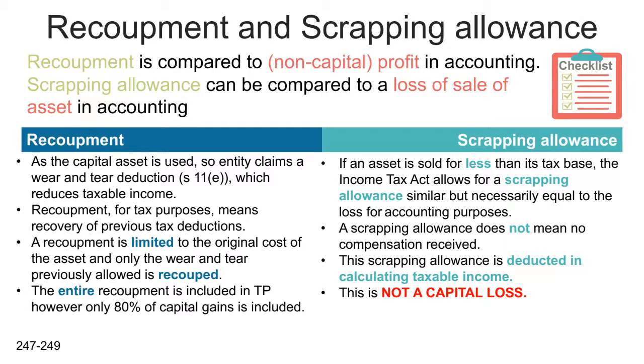Okay, so now this is important. The scrapping allowance is not the same as a capital loss. We're not dealing with capital losses in BAT 200, but just remember that the scrapping allowance is never a capital loss, because there is such a thing as a capital loss, which we will deal with probably next year. But this is not it. Okay, so this is not it.